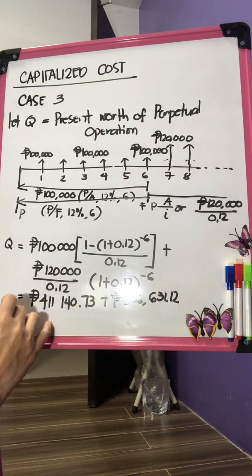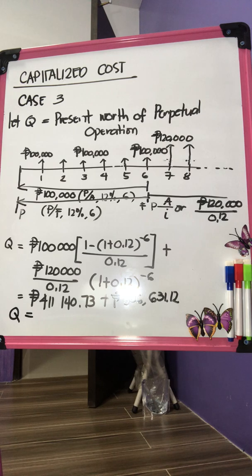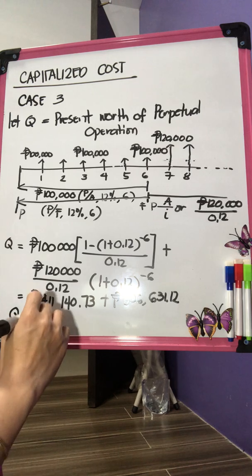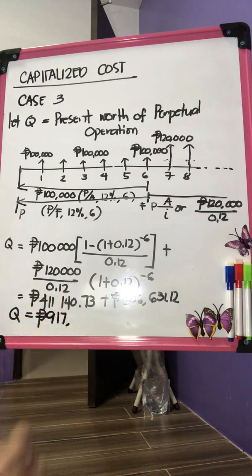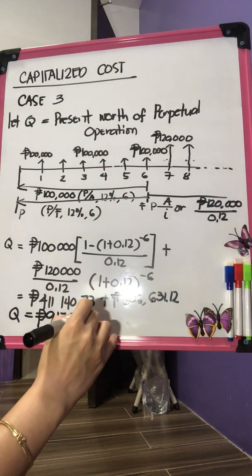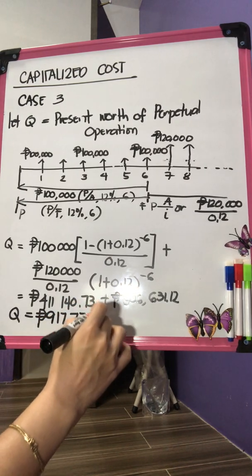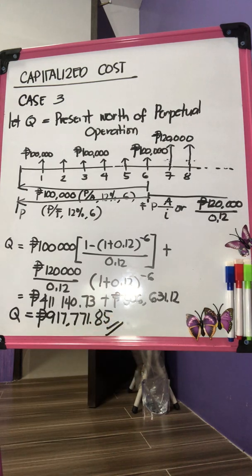Okay? So all in all, yung cost natin or yung present worth of perpetual operation, so that is equal to 917,771 pesos and 85 centavos. Okay? Yan. So that is for the operating expenses. So yun yung kailangan na capital para makover yung ating operating expenses. Okay? So meron na tayong present worth of perpetual operation. Ano pa yung kailangan natin?